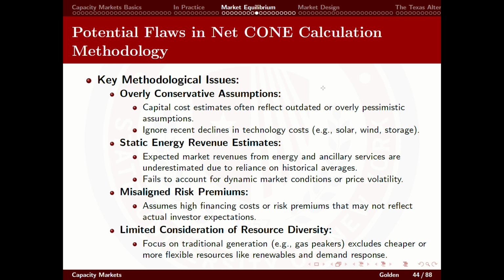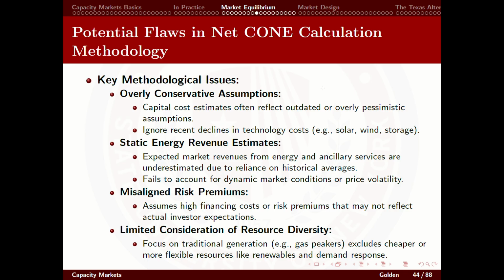Next, it's a static energy revenue estimate, so it tends to underestimate the market revenues from energy and ancillary services, and it doesn't account for the fact that this very much will change as you have a change in capacity. So it fails to account for dynamic market conditions and price volatility. As you have changes in capacity, this will increase and decrease to offset net cone, to decrease net cone in ways that will lead to overestimated capacity.